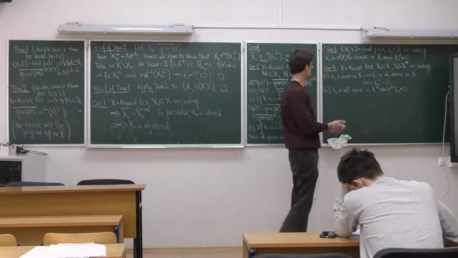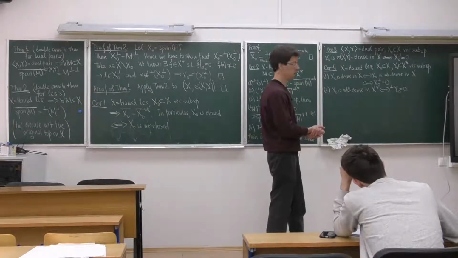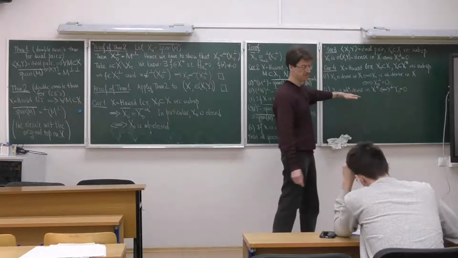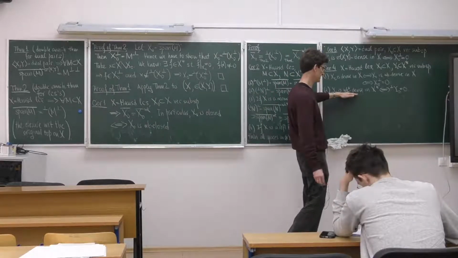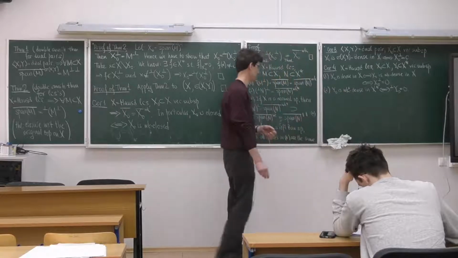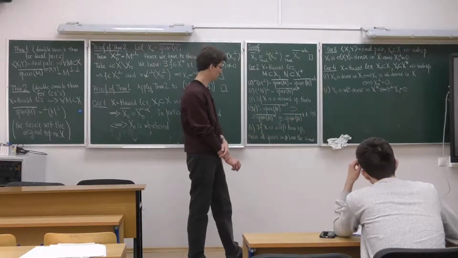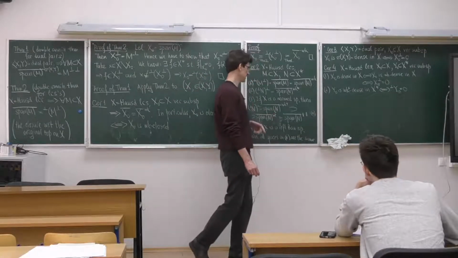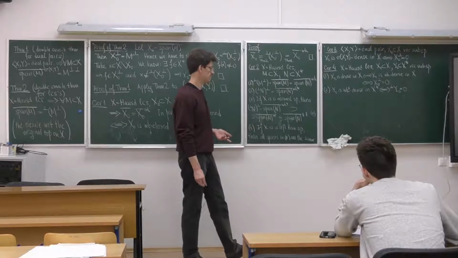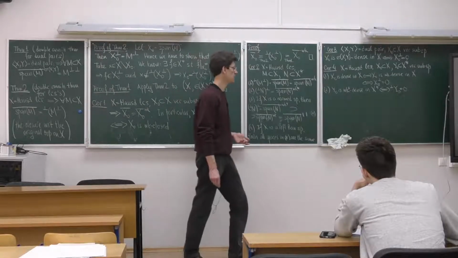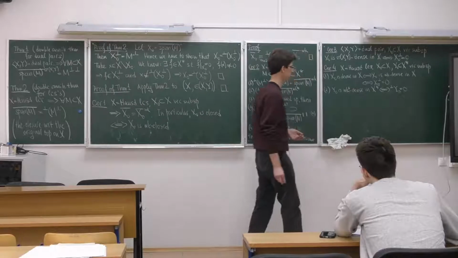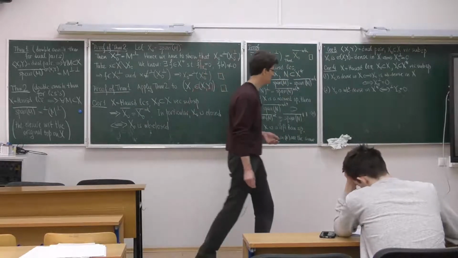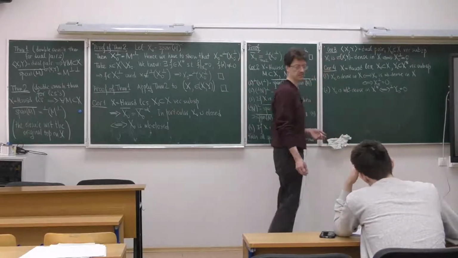I'd like to stress that for normed spaces, the weak star density here cannot be replaced by the norm density. So in general, the weak closure is strictly smaller than the weak star closure. So it can happen that a subspace of the dual of a normed space is not norm dense, but is weakly star dense.